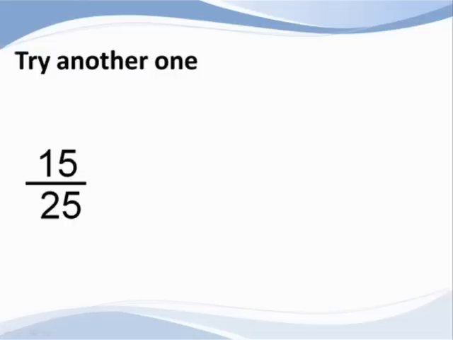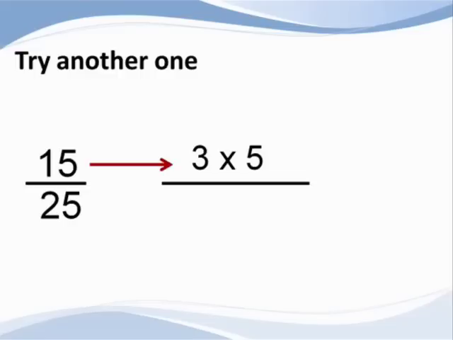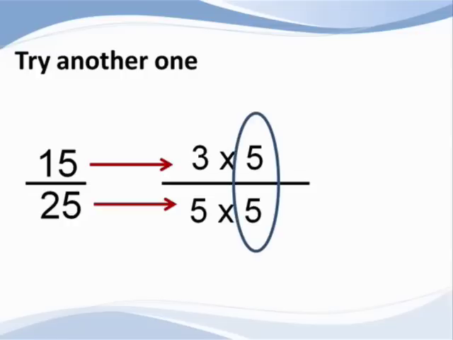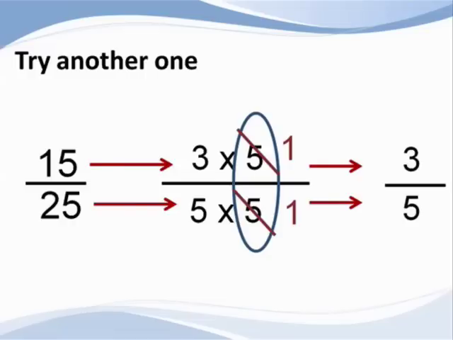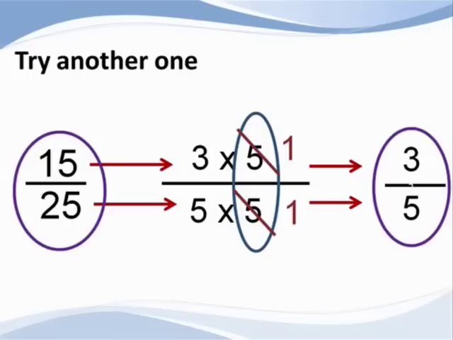How about 15/25? 15 is equal to 3 times 5. 25 is equal to 5 times 5. There are matching 5's in the numerator and the denominator. Again, any number over itself is equal to 1. The numerator is now 3 times 1, or 3. The denominator is 5 times 1, or 5. 15/25 reduces to 3/5. 15/25 is equal to 3/5.